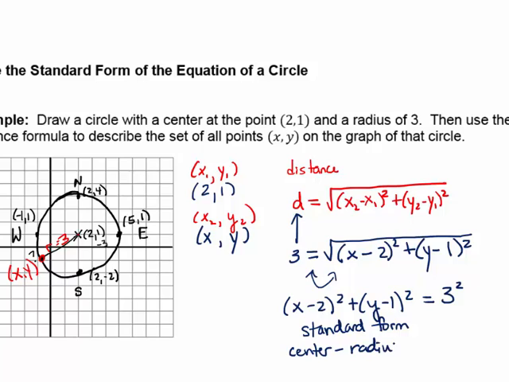And why do you think it's called the center radius form? Because I see the radius is 3, it's right there, right? Where do you see the center? The 2 and the 1 are still in there. So if a circle is written in center radius form, you can actually just look at the equation and already know how to graph it, because you can identify the center and the radius.